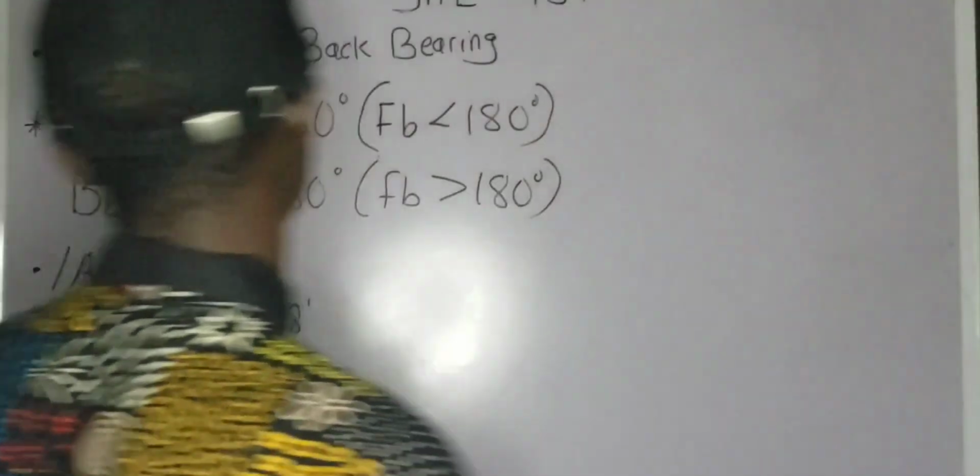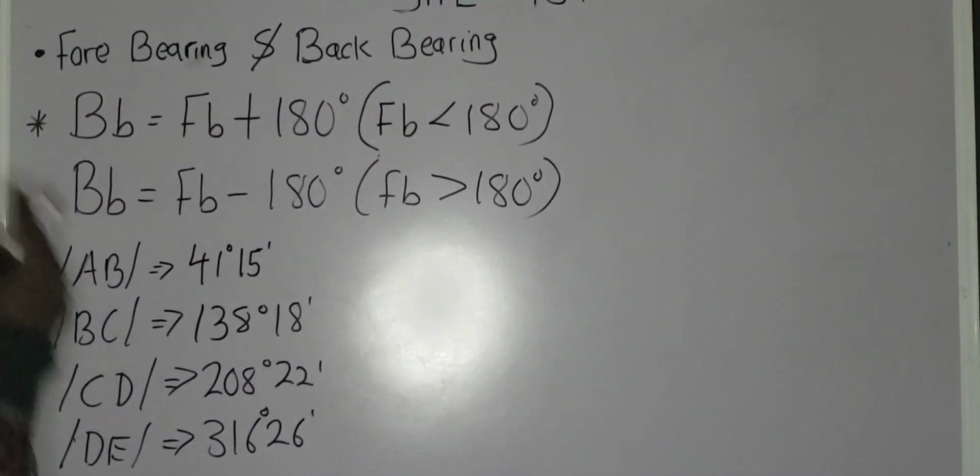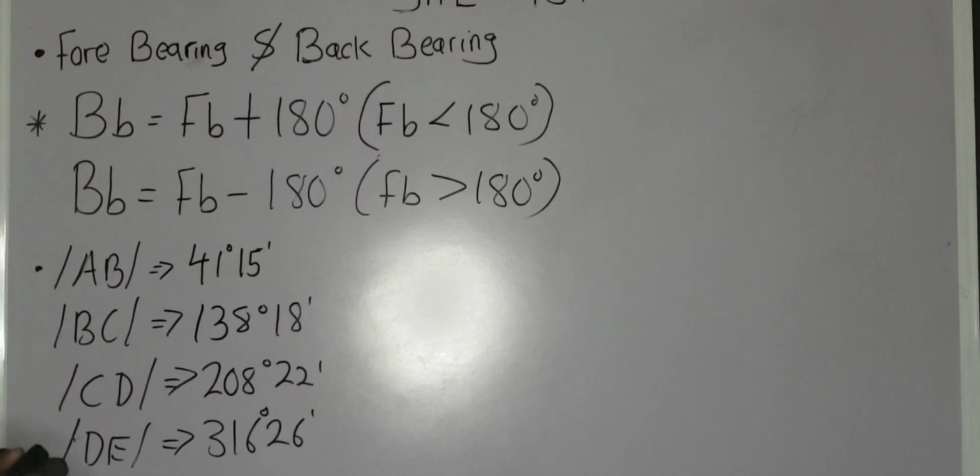Let's start with line AB. Okay, let's start with line AB. Now the first step is that you are going to draw your 4 cardinal points.